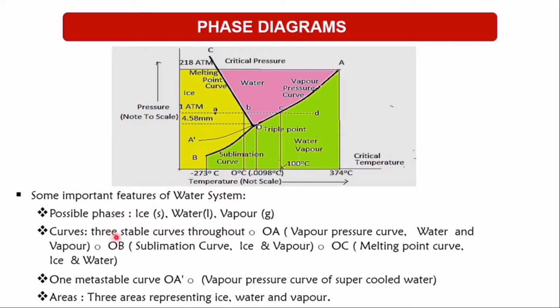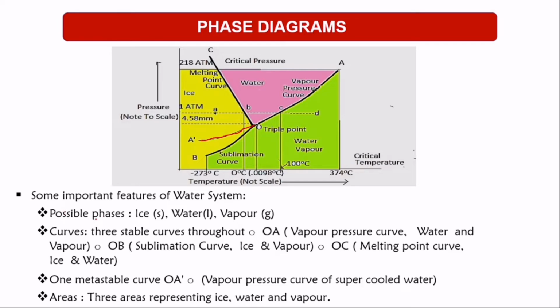Now let's look at this. There are stable curves and a metastable curve. I will show you the metastable curve. This curve is supposed to pass along the sublimation curve, but there is another curve created here which is not part of the main curve. So let's see from here.